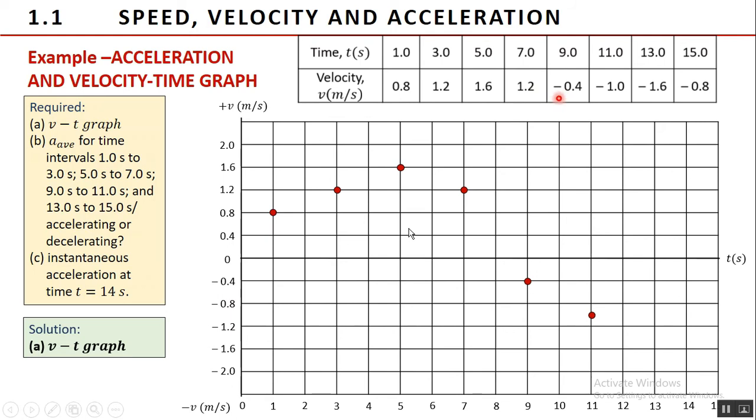Negative velocity indicates that at 9 second the astronaut is now moving in the opposite direction. At 11 second, negative 1 meter per second. At 13 second, negative 1.6 meter per second. At 15 second, negative 0.8 meter per second. Then connect the plotted points with a smooth curve. Although the curve is only an estimation, since we are limited with the information, it should look like this.